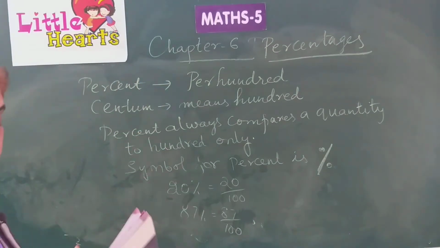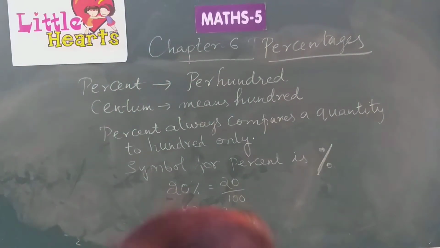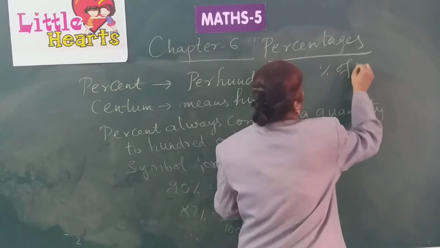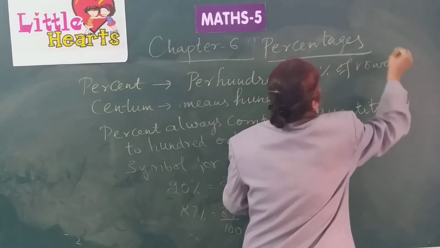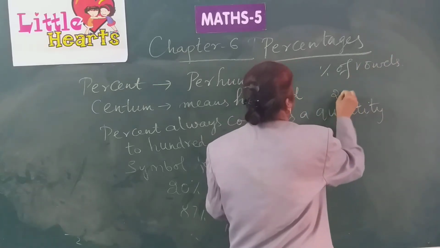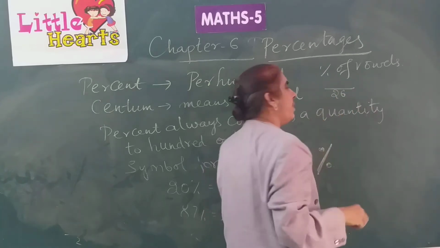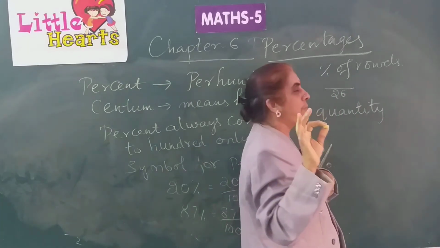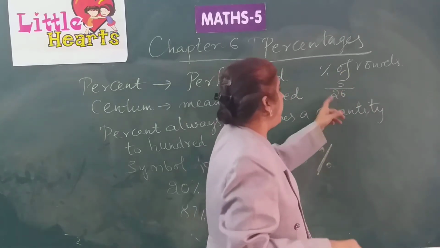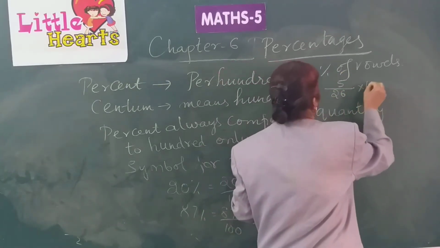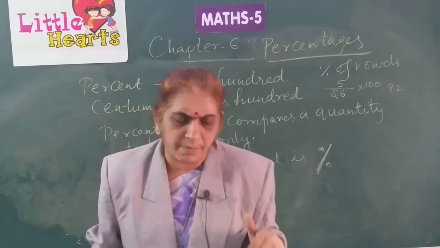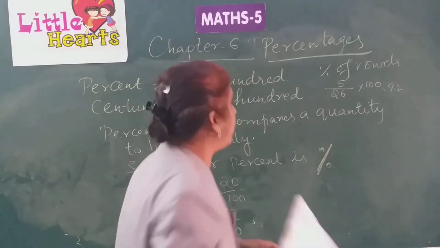Now, the percentage of vowels. How many alphabets are there in English? 26. And how many vowels are there? 5. A, E, I, O, U. What is the percent of vowels? 5 by 26 into 100. That is 19.23%.